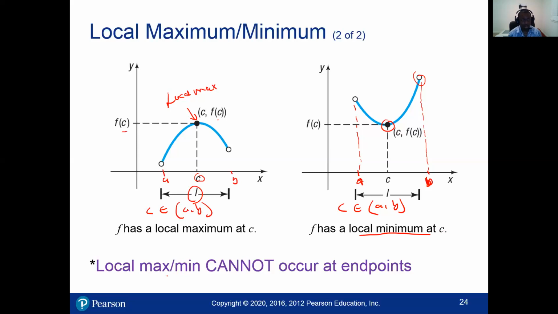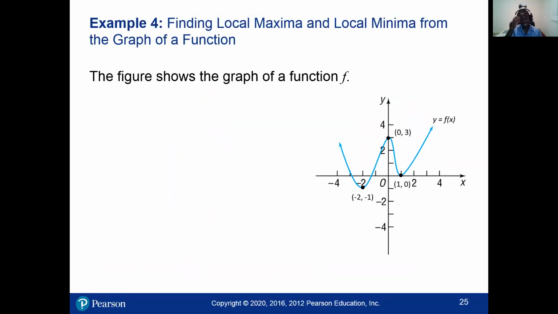Now I want to mention that local maximum and local minimum cannot occur at endpoints of any graph. This concept you will get to know more about when you get to Calc 1. But here we are giving an introduction. This is how I explain it to my calculus students, and I'm doing just that here.